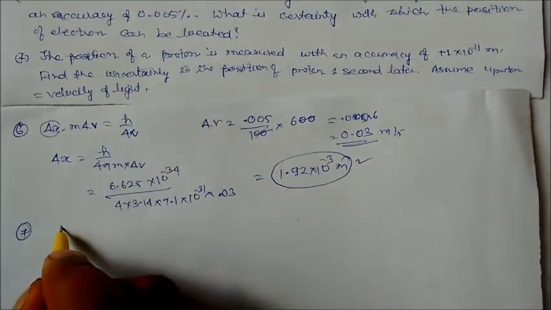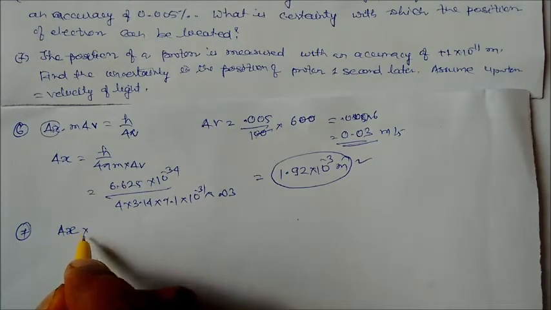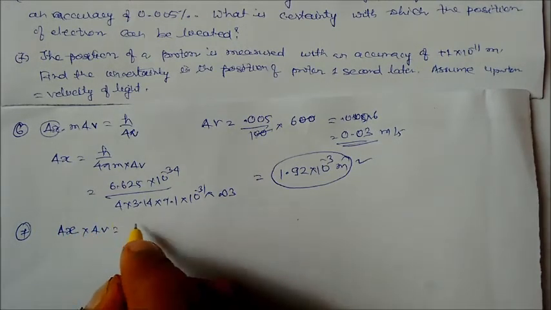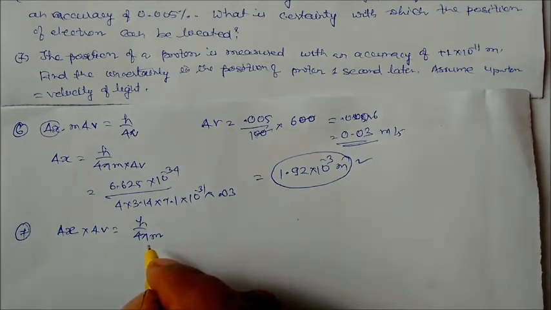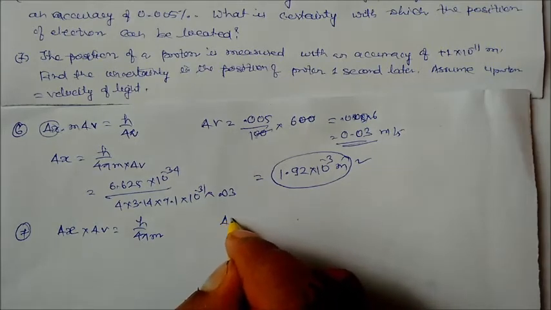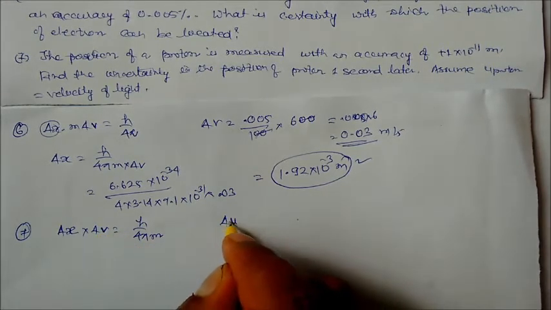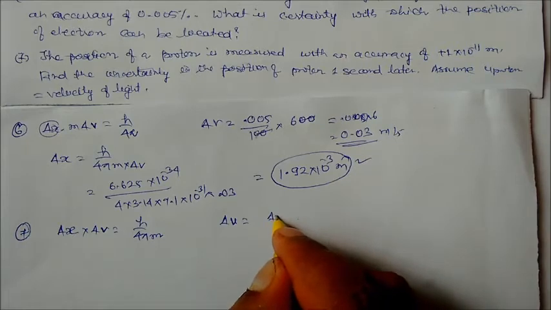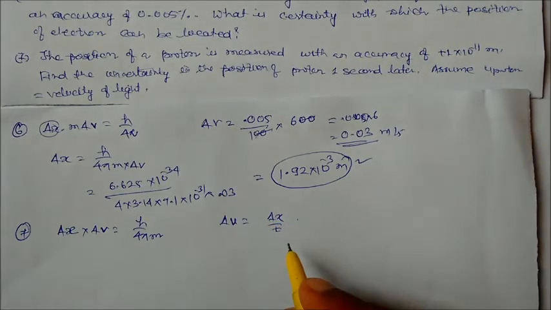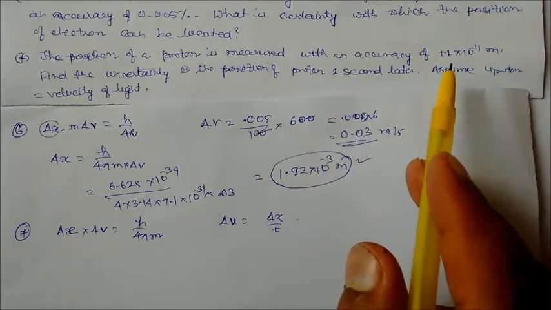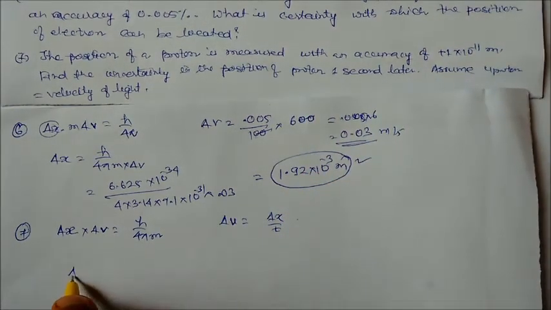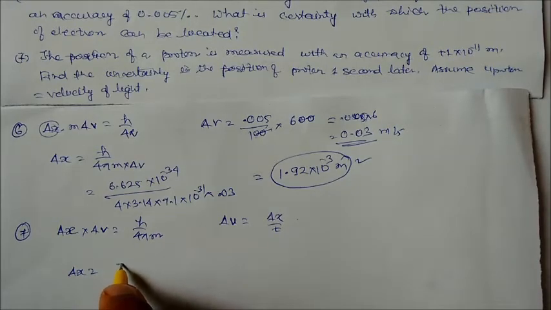Again the same approach: delta x into delta v is equal to h by 4 pi m. And you know delta v is equal to delta x by delta t, which is distance by time travelled. Here time and distance are both given, so we can put in these values. So delta x is equal to h by 4 pi m, and this will be your delta x.